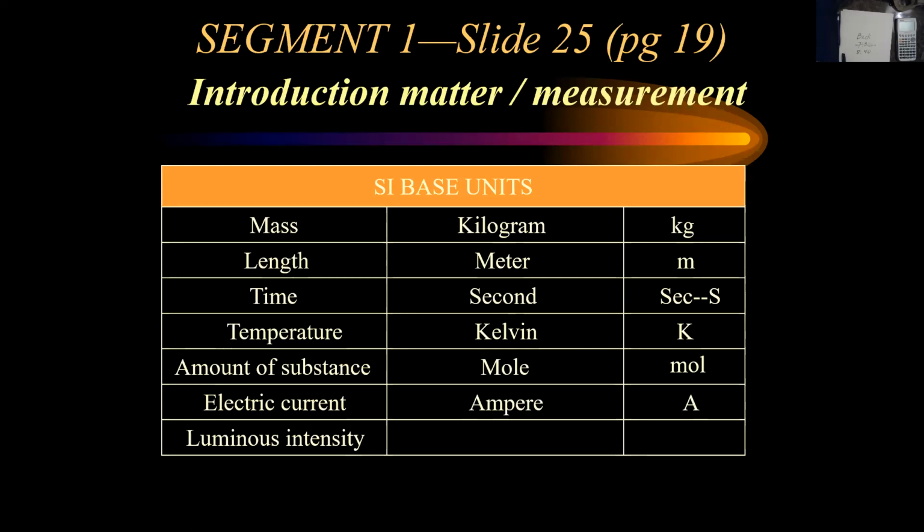Electric current is the ampere, and you will see all of these units we've had so far in Gen Chem 1. In Gen Chem 2, we will talk about electric current in amperes. Luminous intensity is called a candela, and you won't see that until you get to physical chemistry if you hang in there that long.